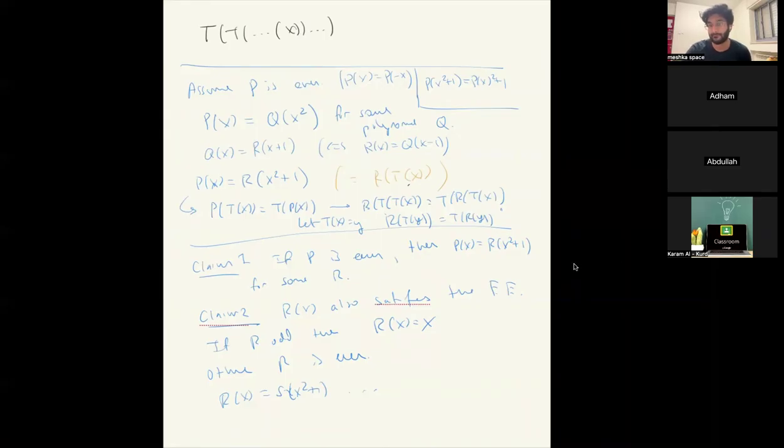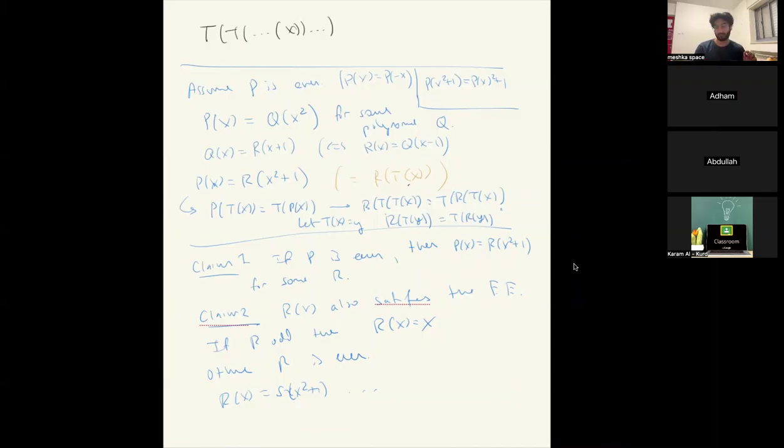So B of x must be like t applied k times of x for some k. From this, we can conclude. Yes, I think we can conclude that from this. Yeah, right. So the point is, this process has to stop at some point.